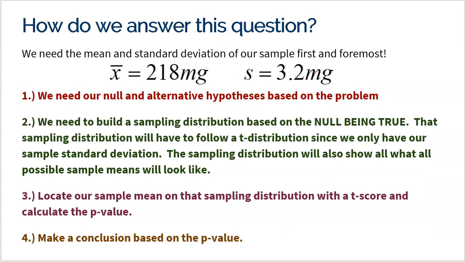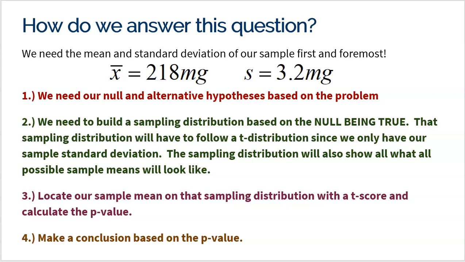Well, if we're going to answer this question, the first thing we need is the mean and the standard deviation from our sample. So remember, they looked at a sample of 35 pills, and the mean of that sample was 218 milligrams, and the standard deviation is 3.2.